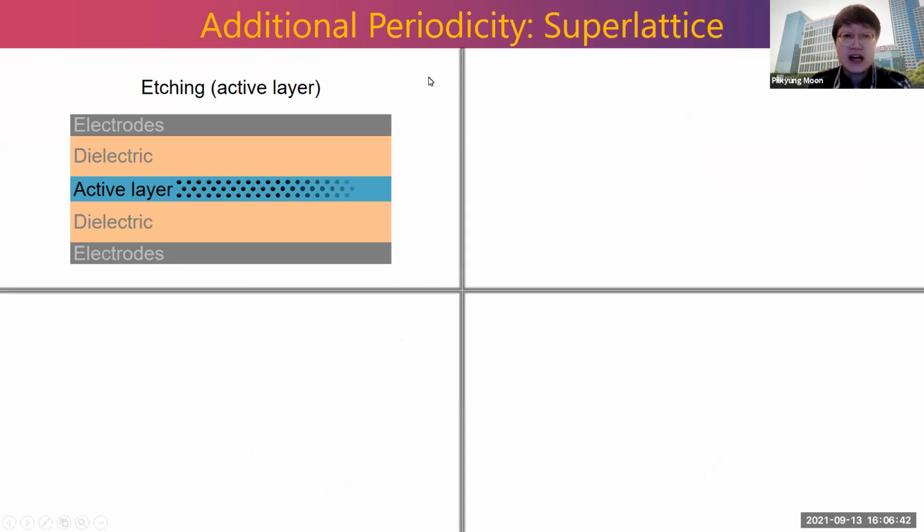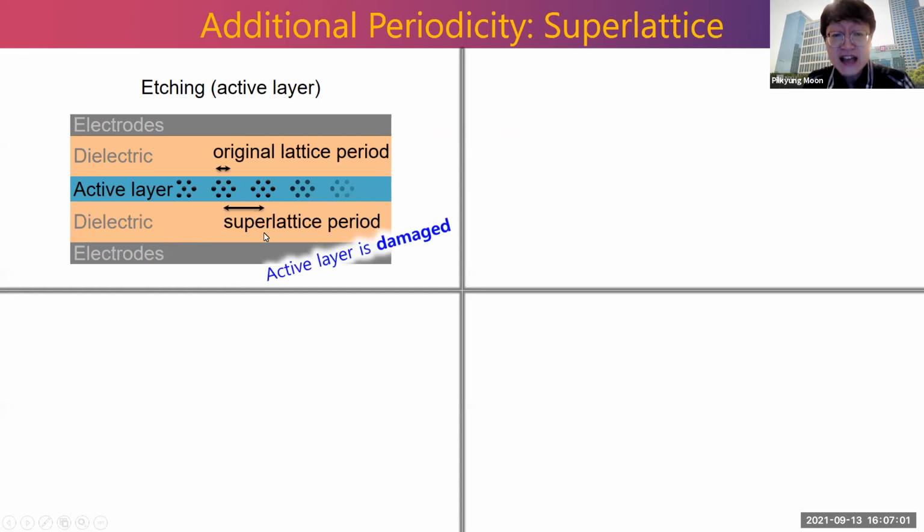There are lots of ways to introduce the periodicity. For example, we can etch the atomic layer and remove the atoms. We can introduce the superlattice period, but the drawback of this method is the active layer is damaged. A damaged layer does not give quite good physical properties. For example, electron mobility is significantly lower than the pristine material.